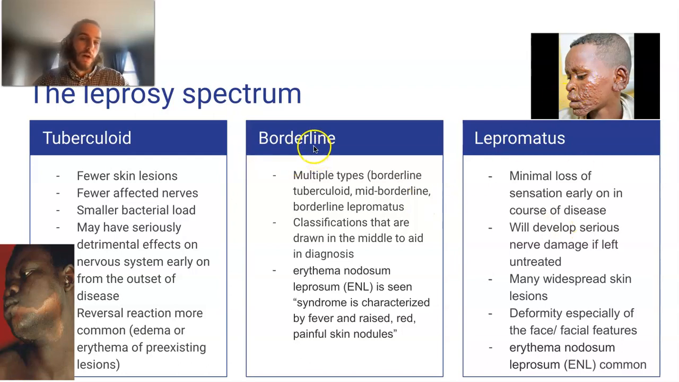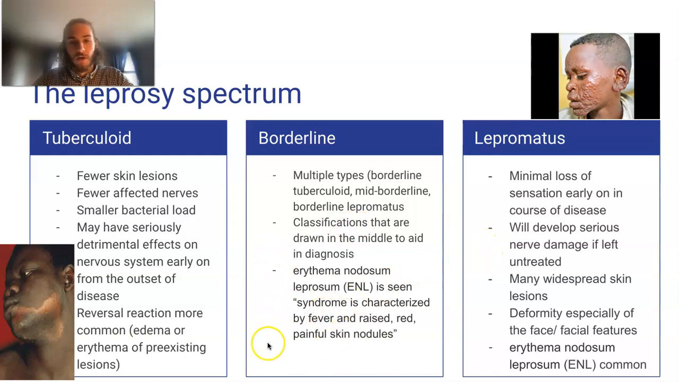And then borderline is basically just in between tuberculoid and lepromatous. And there are many types of borderline. So you have tuberculoid, and then you have borderline tuberculoid, mid-borderline, which is just right in the middle, and then you have borderline lepromatous and lepromatous.